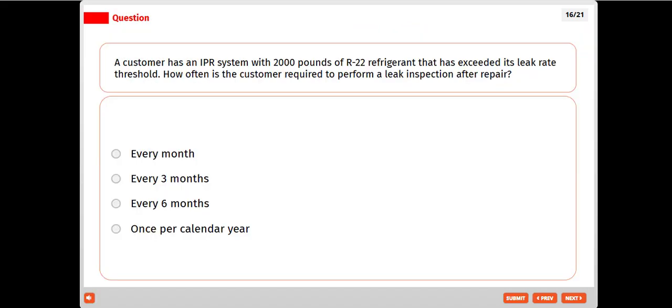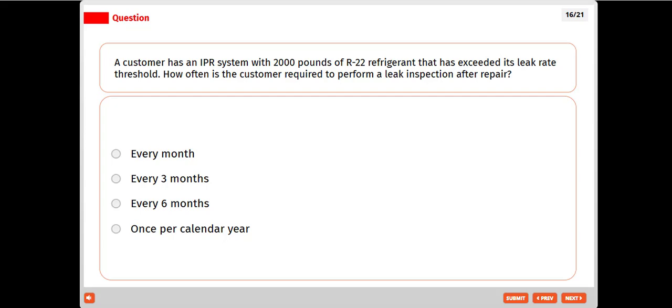A customer has an IPR system with 2000 pounds of R22 refrigerant that has exceeded its leak rate threshold. How often is the customer required to perform a leak inspection after repair?